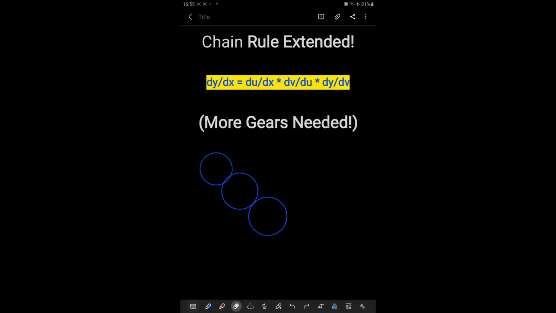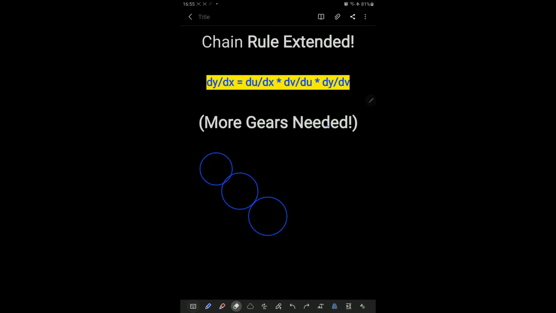A little while ago I did a video on the chain rule and showed how the equation shown here in yellow, well actually the one in yellow here is an extension, but how the chain rule could be pretty much explained, if not proven, by using a set of gears. The one in yellow here is an extension of the chain rule.